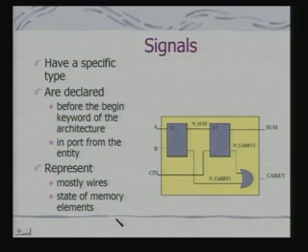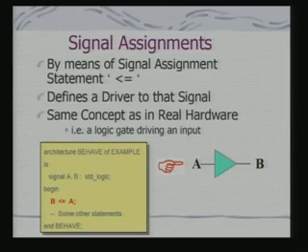Signals are of a specific type and they provide the interconnect between the different elements. Okay. And this interconnect tells you how the signals have to flow. In fact, the signal assignment is through this symbol which we had already discussed, and this tells you that A is assigned to B.